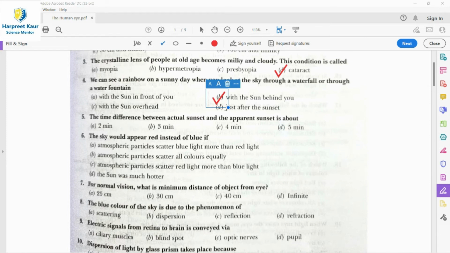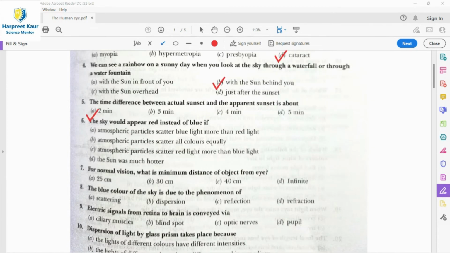Then question 5, the time difference between actual sunset and the apparent sunset is about, answer is option A, 2 minutes. We can see the sun 2 minutes before the actual sunrise time and for 2 minutes after the actual sunset time. This is due to atmospheric refraction that we can see the sun for about 2 minutes even after the sun has set below the horizon. So the time difference between the actual sunset and the apparent sunset is about 2 minutes. Option A is the right answer for this.